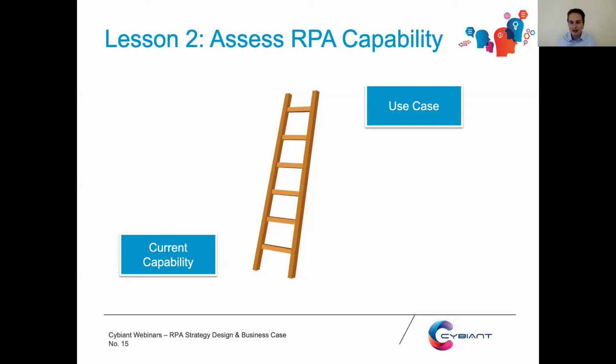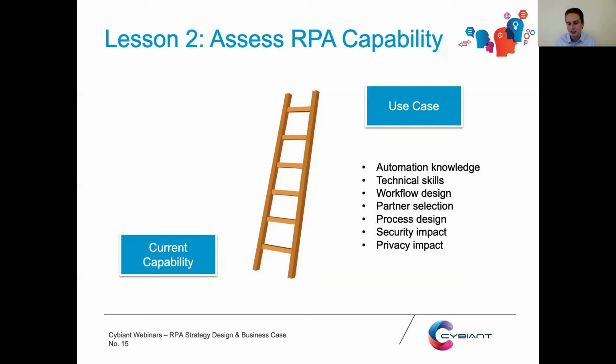But you need to get there, and it's sometimes a bit of a journey to get there, because in order to do that, you will need to have knowledge about automation. You need to have people in your organization who will have technical or workflow design skills. You need to have the right type of technology. You need to have visibility on your current processes, which is not always the case. And then last but not least, and a very important element that I cannot stress enough, is that you need to think about your security and privacy impact.